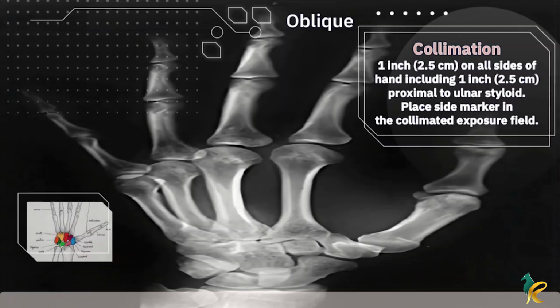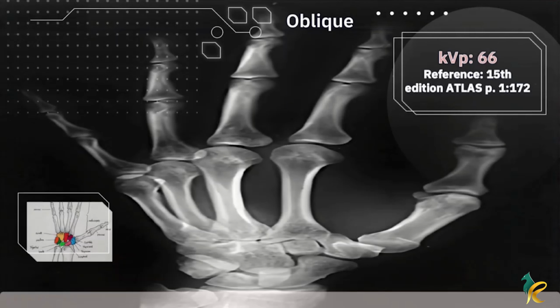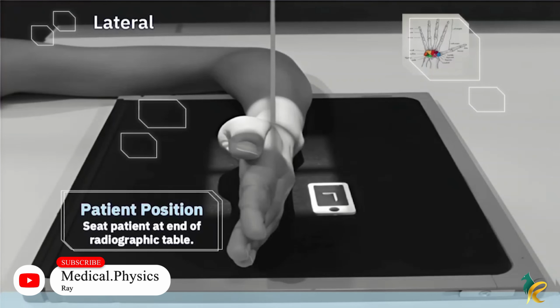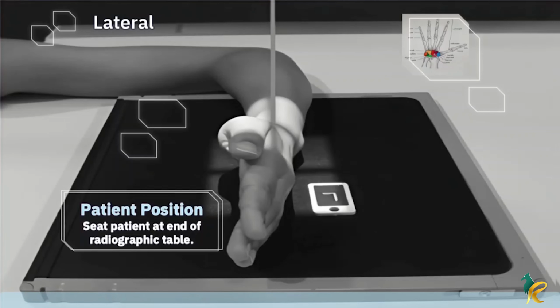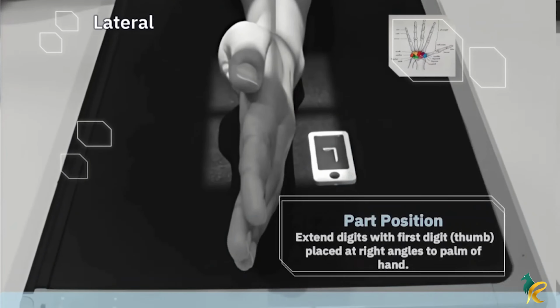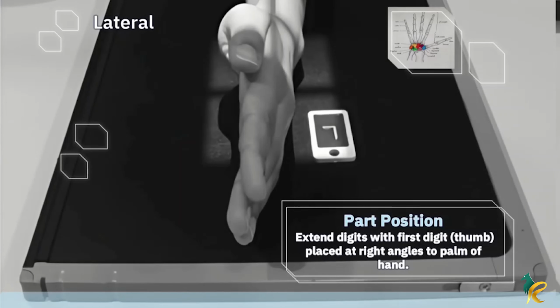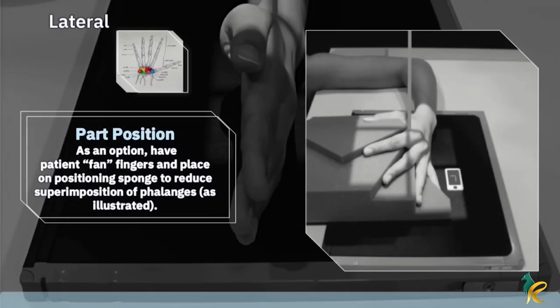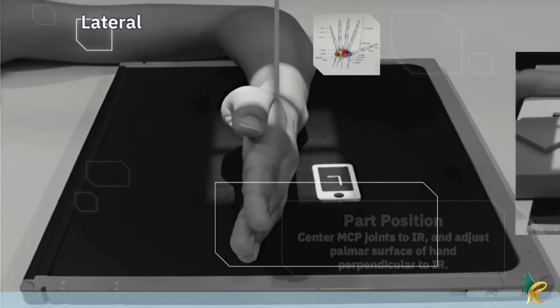Our collimation is set so that our radiation field is 1 inch or 2.5 centimeters apart from all sides, and our kVp is 66. In lateral imaging of the hand, the patient, like any other technique, would be seated at the end of the radiographic table. They would need to rest the ulnar surface of the forearm on the table with their hand in true lateral position. They need to extend the first digit and place it at a right angle to the palm of the hand. As an option, we can have the patient fan their fingers to reduce any superimposing of the digit edges.